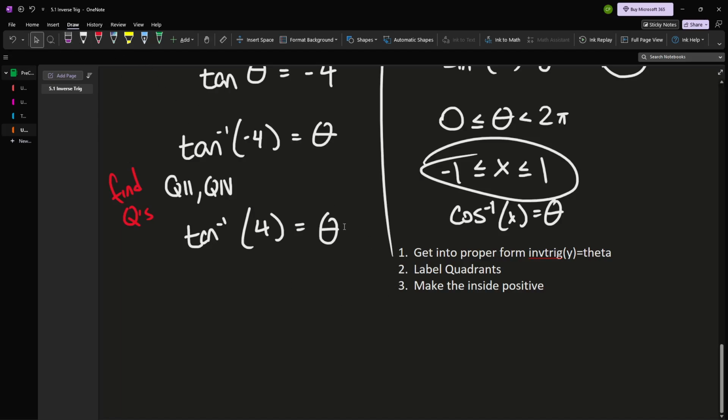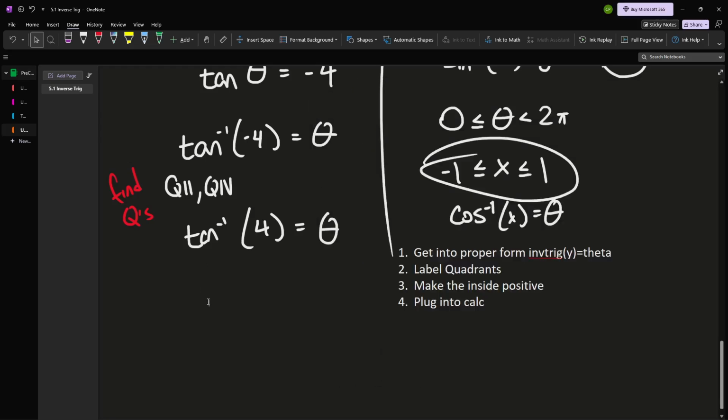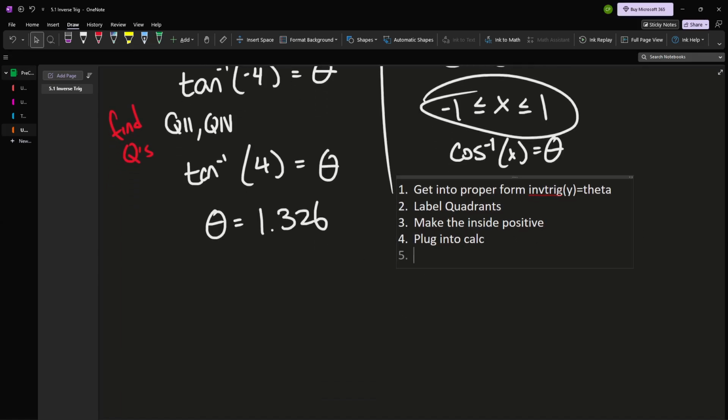After this, we now plug into the calculator. Inverse tangent of 4 gives you 1.326. This gives me theta equals 1.326. Now with 1.326, we found the value.